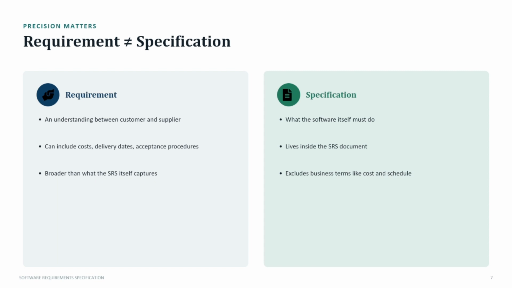What is a specification? What the software itself must do, within the SRS document, excluding business terms like cost and schedule. Sometimes a system specification will include the cost. Sometimes it doesn't, but basically for software, we can say that it doesn't include the cost or the schedule. It just includes what the system or the software must do.